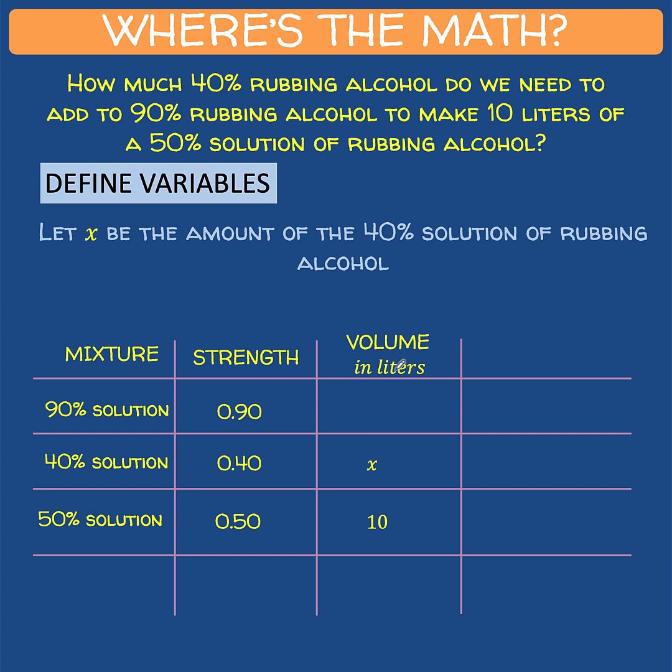If we find x, that will give us the quantity of the 40% solution, which is the answer to the problem. Now, the total of these two is 10 liters. If one of the solutions is x liters, that means the other one must be 10 minus x, so that when you add 10 minus x plus x, the result is 10 liters. Then multiplying the strength and the volume will give us the liters of pure alcohol. So 0.90 times 10 minus x is the pure alcohol for the 90% solution. Do the same thing for the rest of the mixture. We have here 0.40 times x, and we have here 0.50 times 10, which is equal to 5.